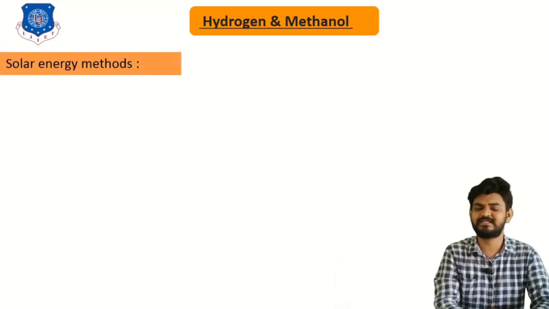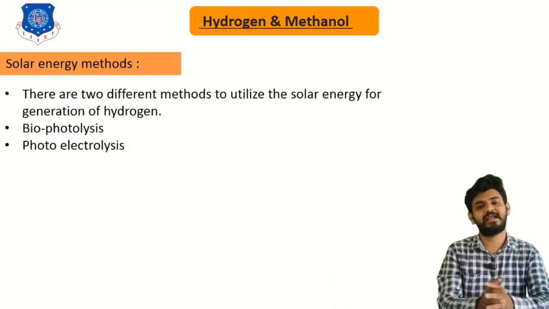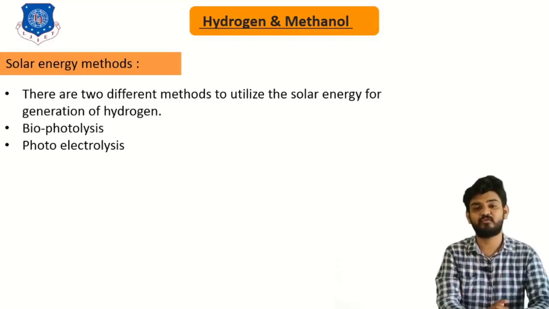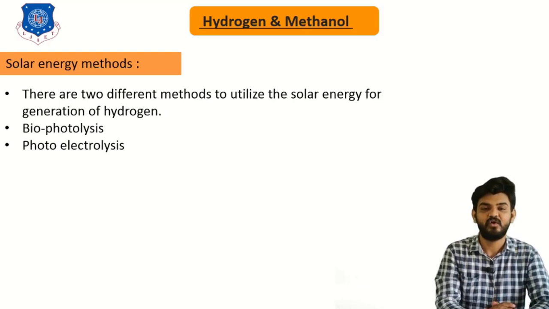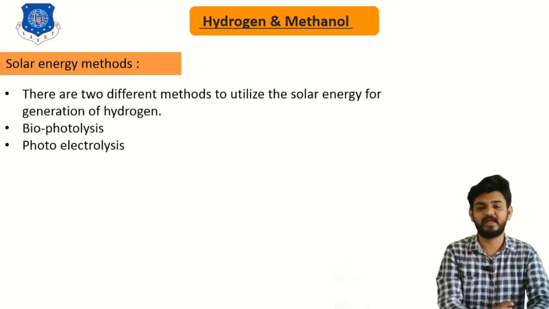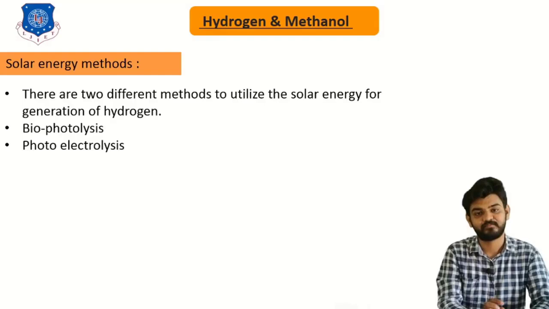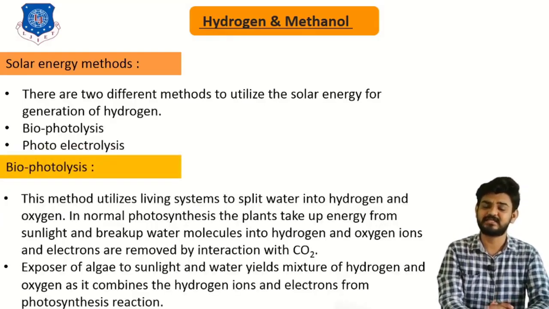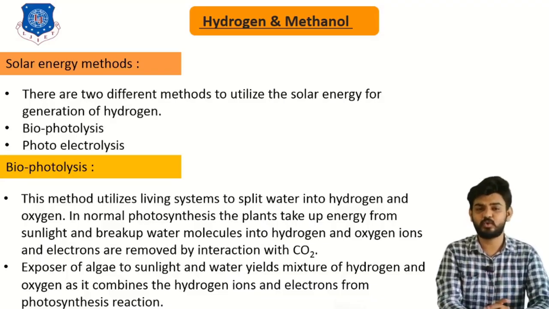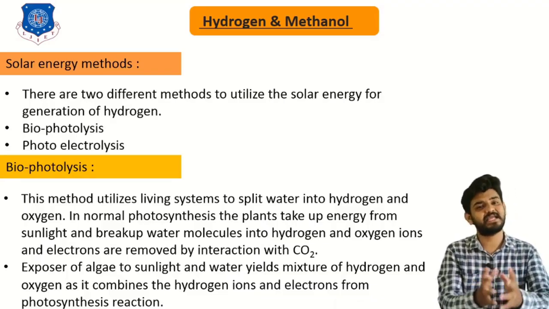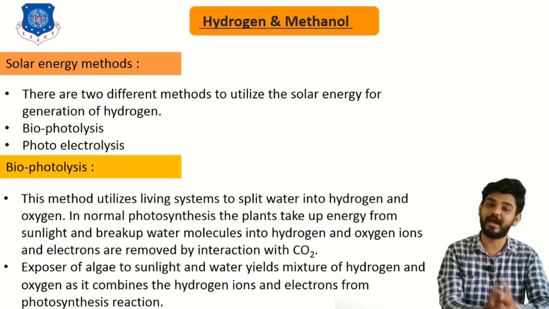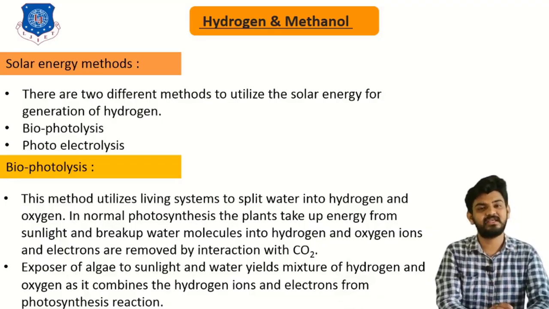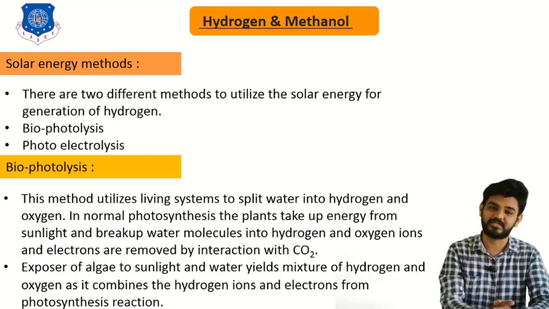Now let's see the next method, that of solar energy. There are two different methods to utilize solar energy for the production of hydrogen: one is biophotolysis and the other is photoelectrolysis. Let's understand biophotolysis first. In natural processes, plant material absorbs solar energy and utilizes this energy to split the water molecule into hydrogen and oxygen atoms, and some amount of electrons are generated. These electrons then interact with carbon dioxide.